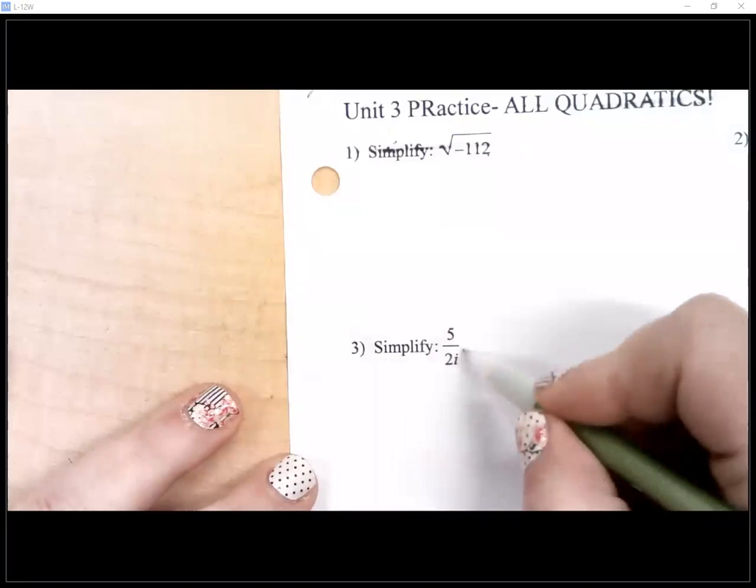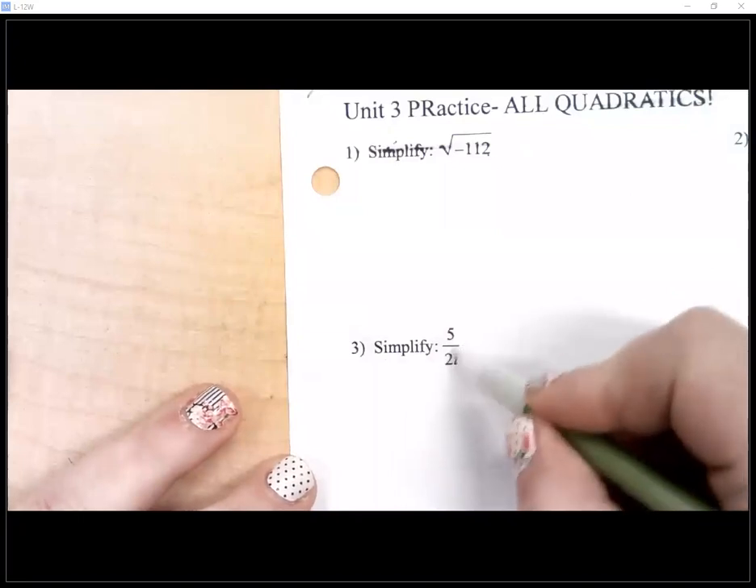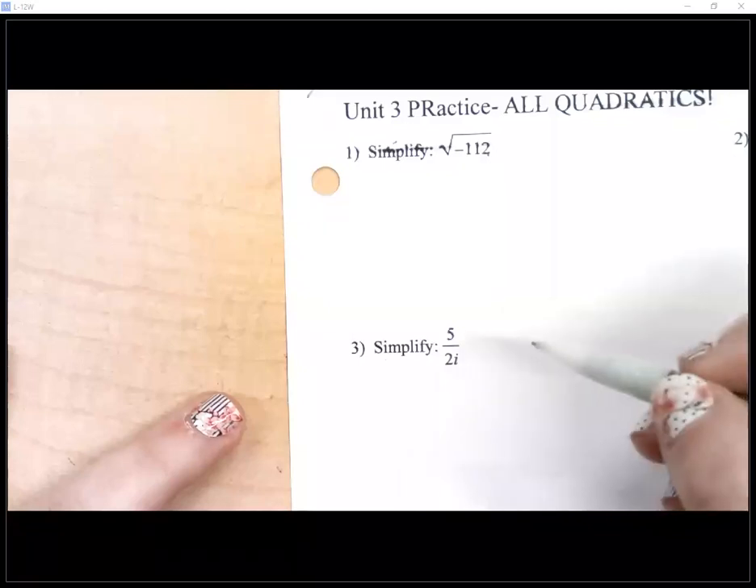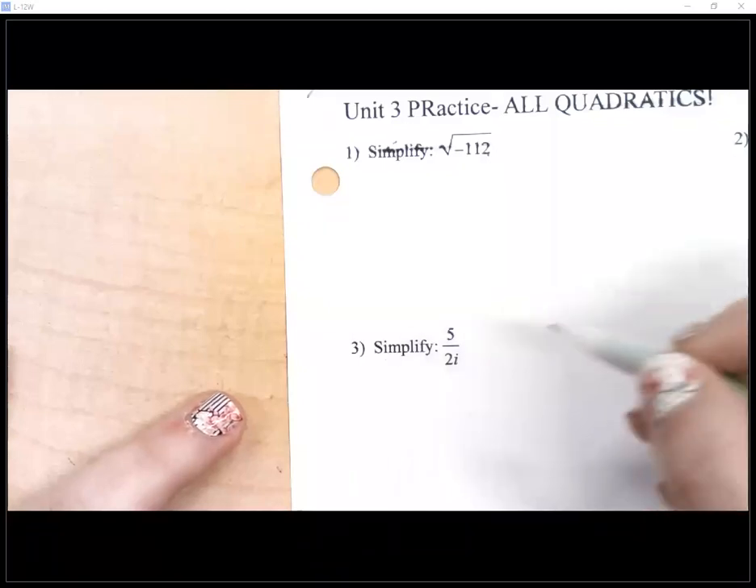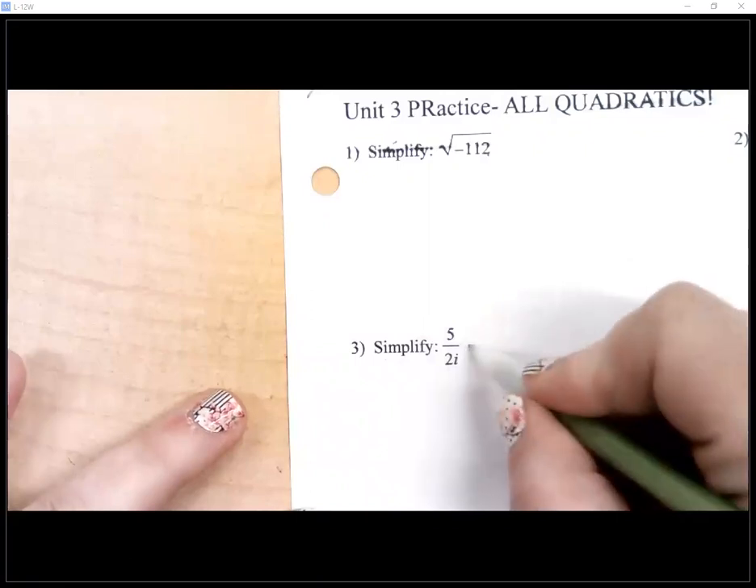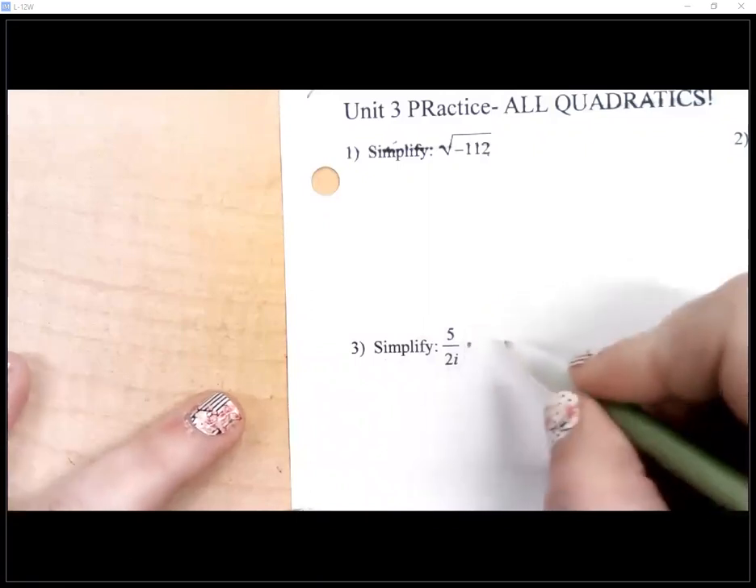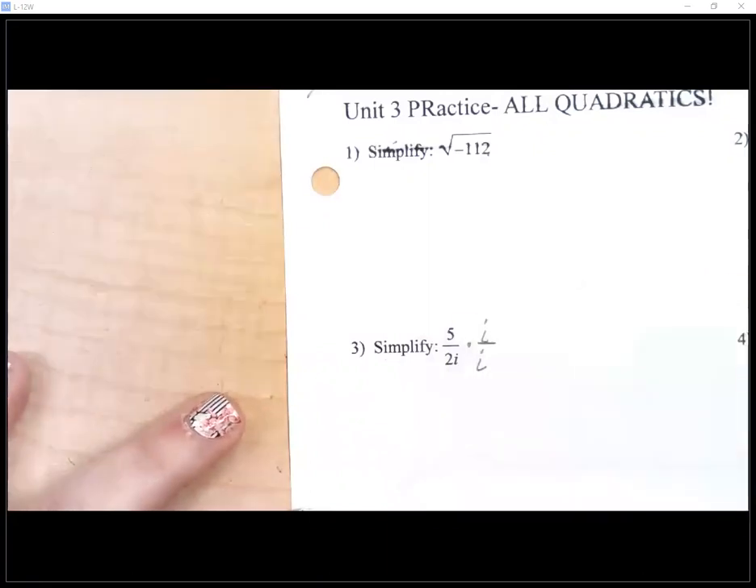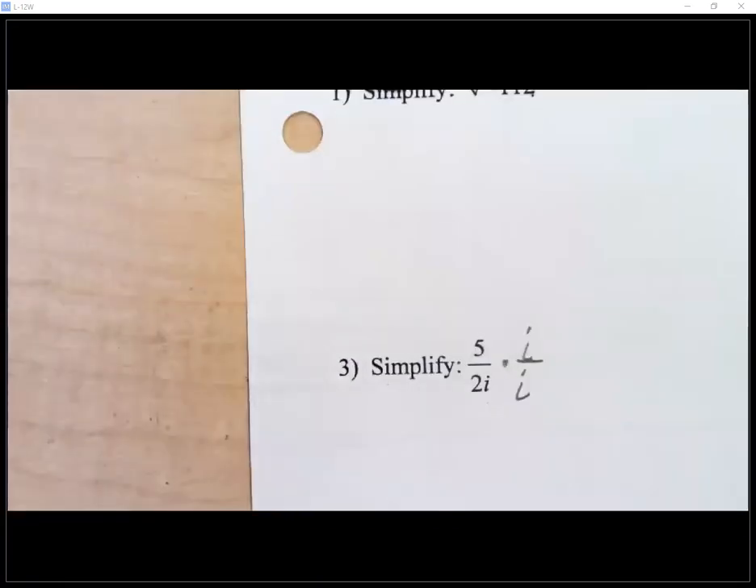You have to simplify this thing. You're not allowed to leave square roots in the denominator. i is just a square root, right? So how do I get rid of it? By what? Yes, by i over i. You can multiply by 2i over 2i if you want to make your life more difficult. The 2 is not the problem. It's the i that's the problem.